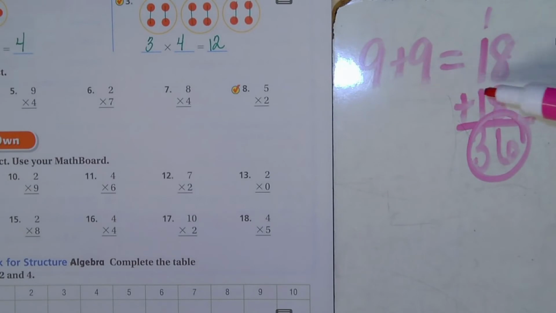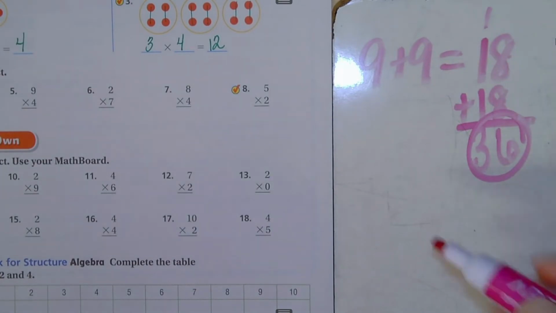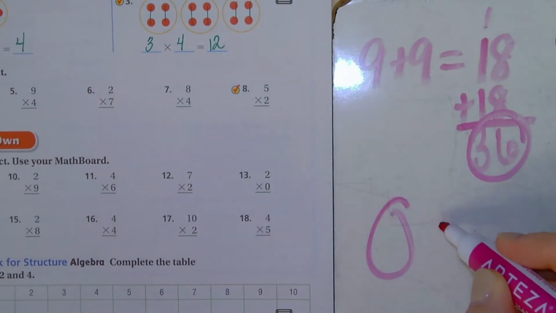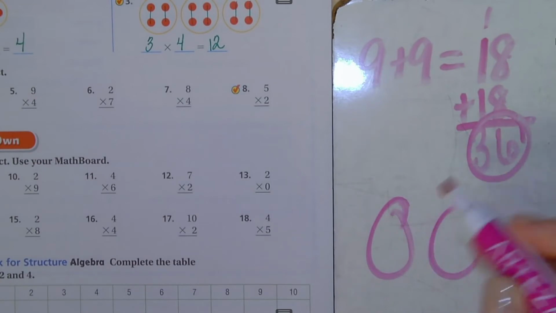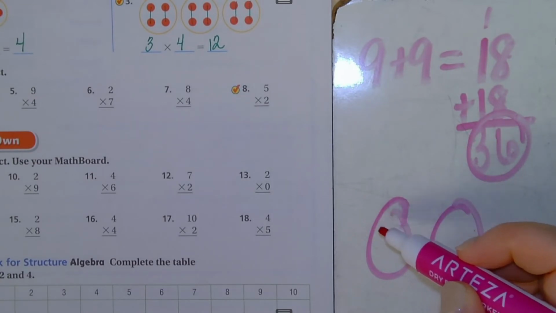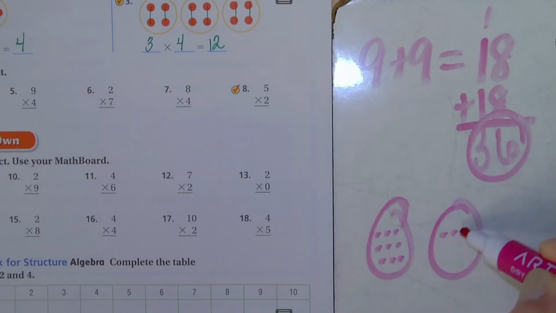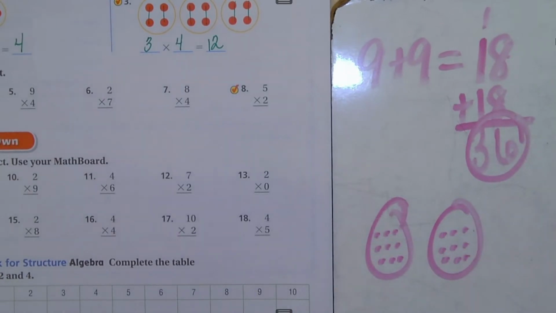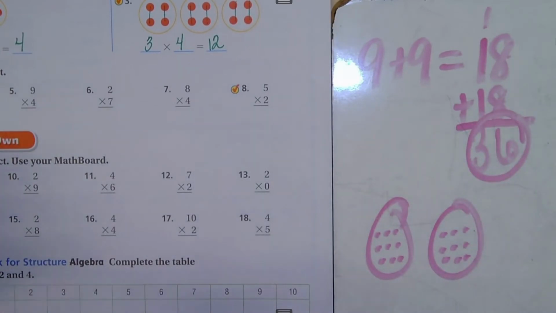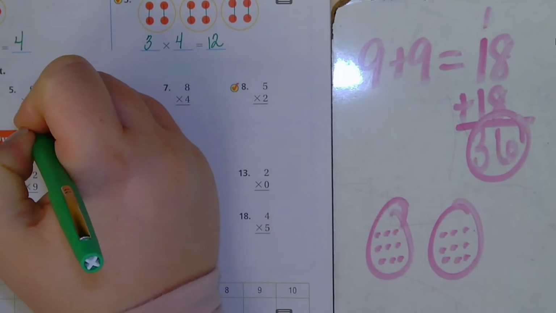Now, if this number part doesn't make sense to you, you could have drawn 2 groups of 9. So 1, 2, 3, 4, 5, 6, 7, 8, 9. 1, 2, 3, 4, 5, 6, 7, 8, 9. Found your total and doubled it. Either way works, but you know that your answer is 36.